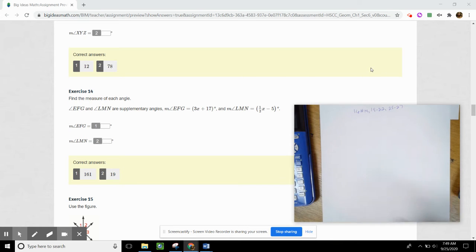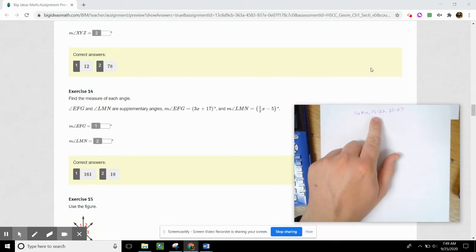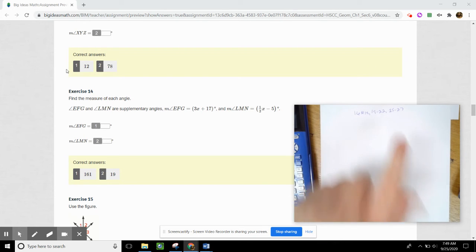Section 1.6, questions 14, 19 through 22, 25 through 27. Find the measure of each angle. EFG and LMN are supplementary angles, so that means that they add up to 180.